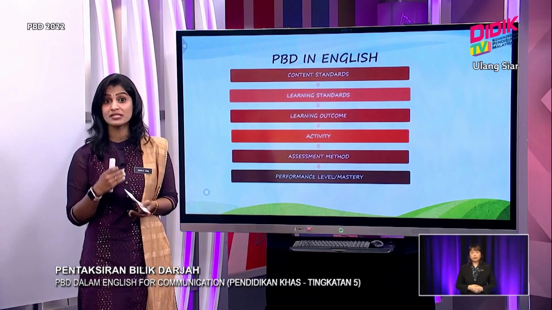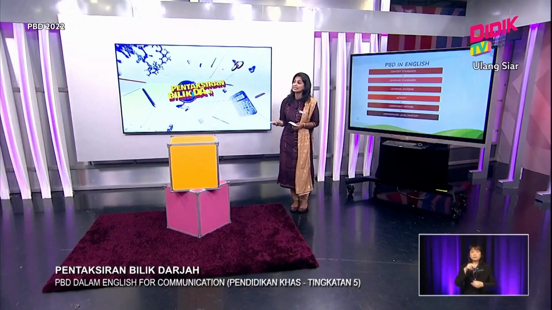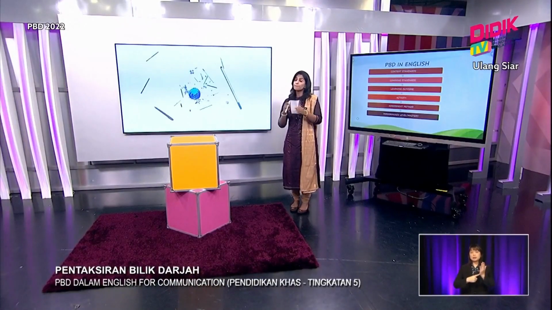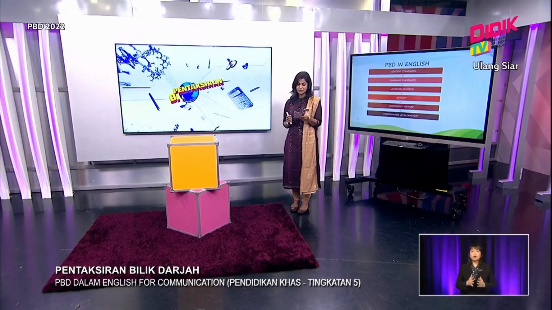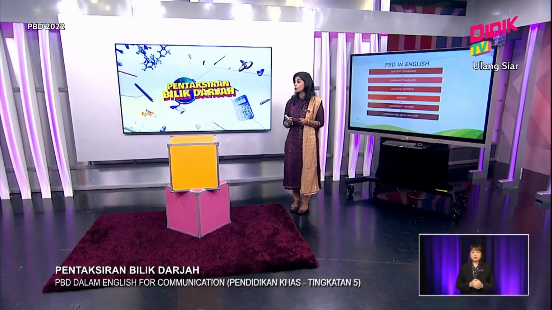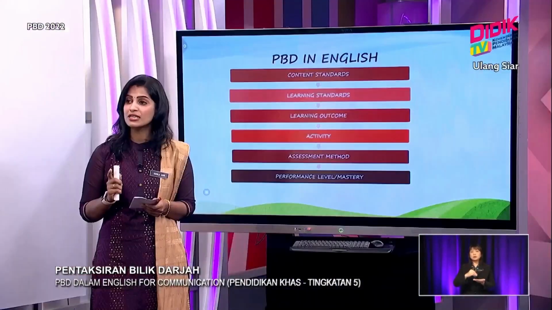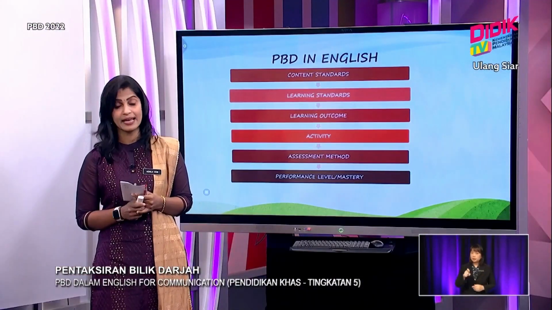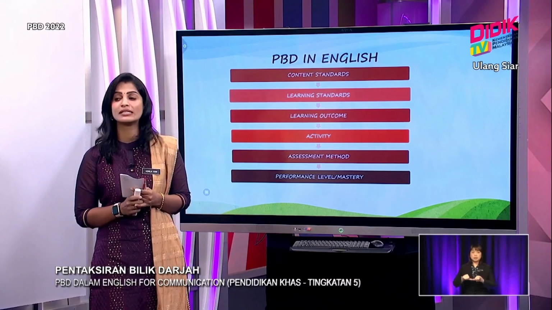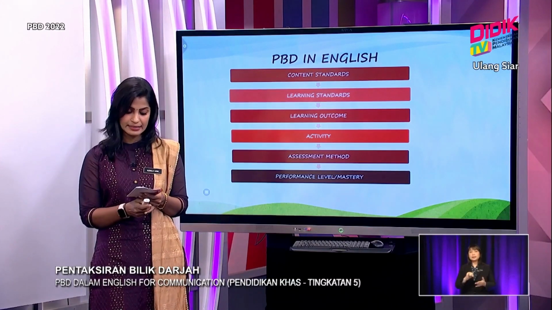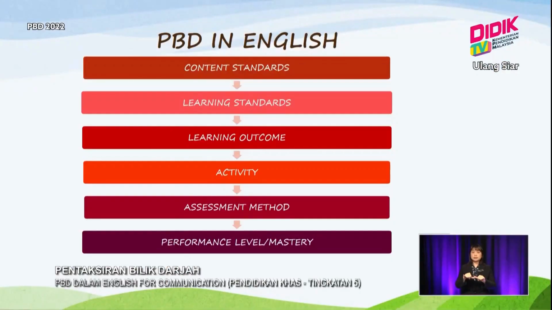Okay, there are a few steps in PBD, starting from content standard. Content standard is a broad description or statement of what learners are expected to know at a particular level. First we need to identify the content standard, and under content standard there will be a few learning standards. Learning standard is a detailed description of what is to be taught according to the skill. After identifying the learning standard, we can narrow it down to a learning outcome. What do you want the student to achieve for that particular lesson?